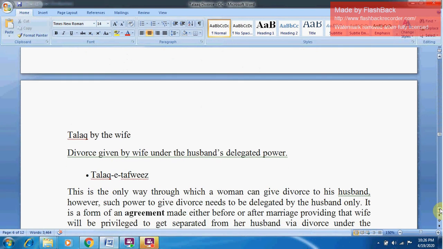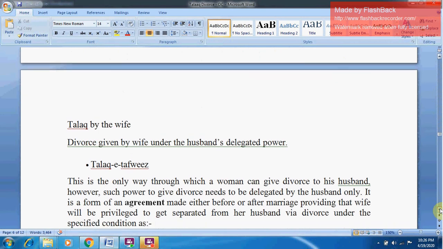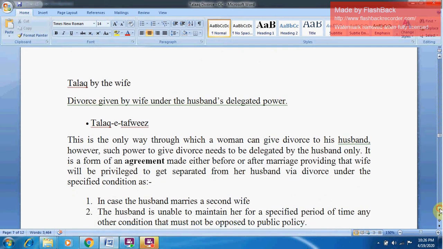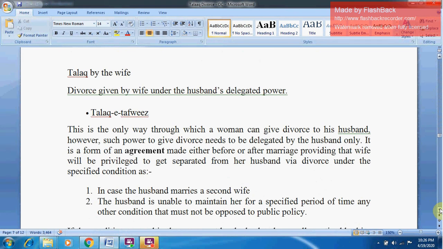Talaq by wife, that is the second part, where we will say how talaq is given from the side of the wife. Divorce given by the wife under the husband's delegated power is called talaq-e-tafweez, T-A-F-W-E-E-Z. Here, in talaq-e-tafweez, the W is silent. This is the only way through which a woman can give divorce to her husband. However, such power to give divorce needs to be delegated by the husband only.